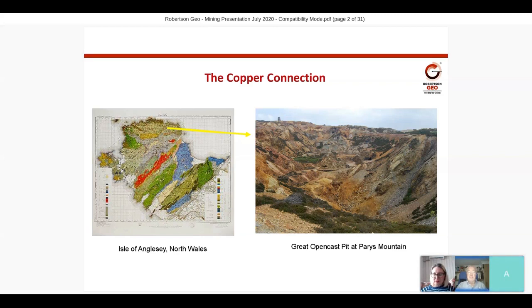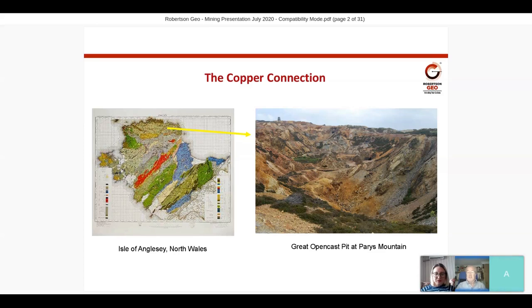Anglesey itself has a very interesting mining heritage. You'll see the geological map on the left there of the island and the yellow arrow at the location of what was once the largest copper mine in the world at its peak around 1785 and the turn of the 19th century.